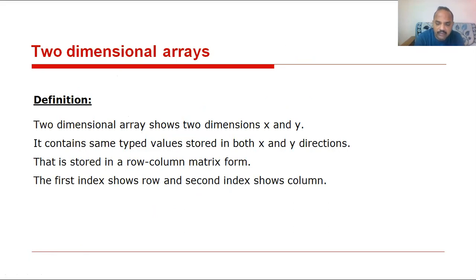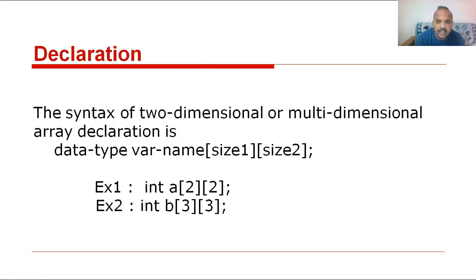A two-dimensional array is a collection of a table of elements. Here there are two dimensions, x and y. X represents the row elements and y represents the column elements. Clear? Then the next one is the declaration. This is the general syntax of the two-dimensional array.